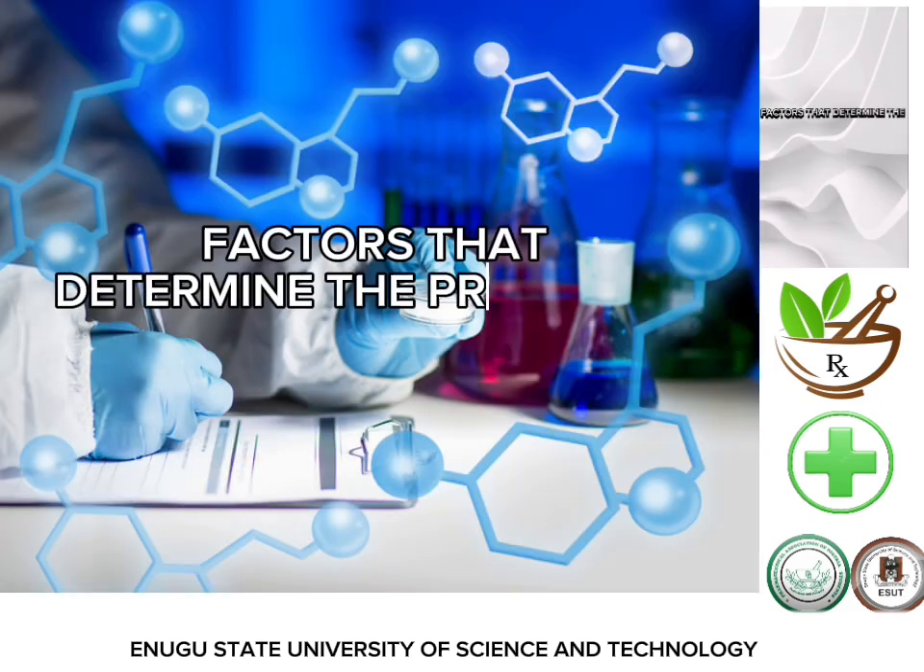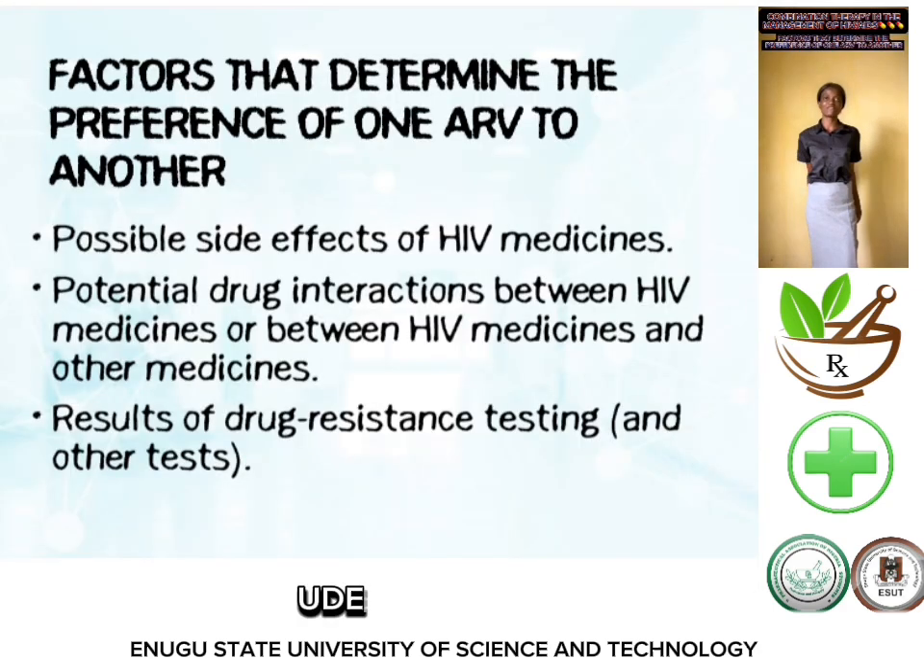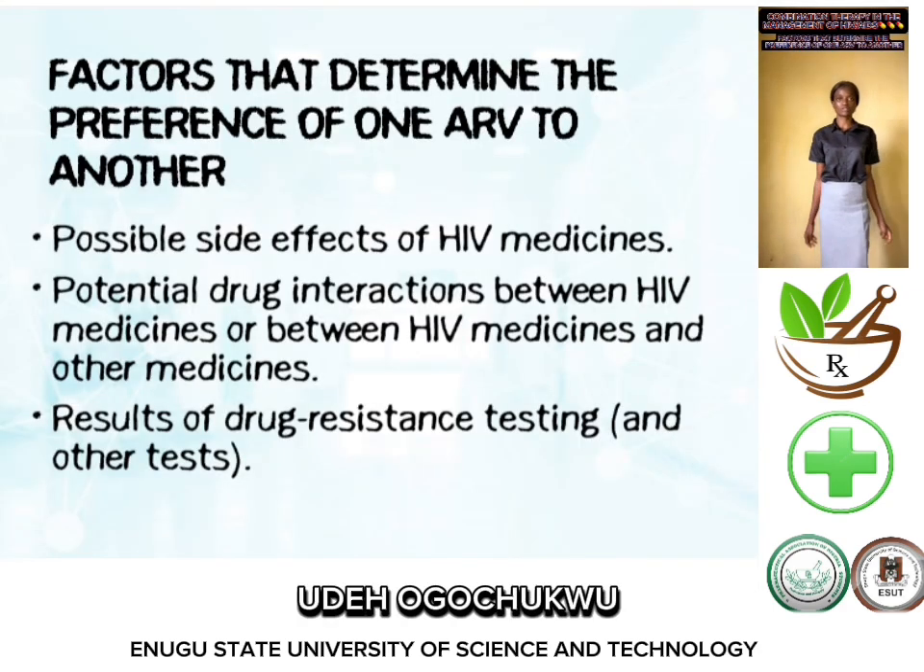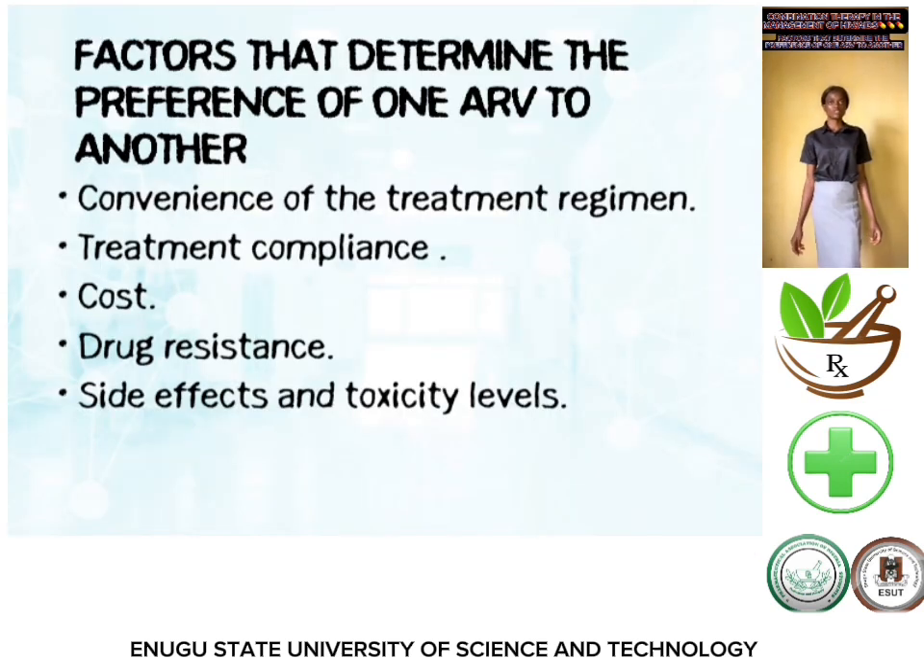Factors that determine the preference of one ARV to another. One, what are the side effects of HIV medicine? Two, potential drug interaction between HIV medicines or between HIV medicines and other medicines. Third one, results of drug resistance testing. Confidence of the treatment regimen, treatment compliance, cost, drug resistance, and side effects and toxicity levels.